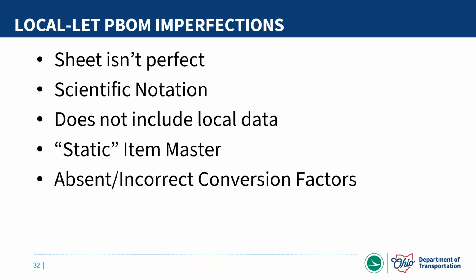Even with this update that we've done to the project bill of materials, the sheet still isn't perfect. There are some imperfections that I want to make you aware of. The sheet has a tendency to convert item codes to scientific notation. This should hopefully not be much of an issue with this update, as the sheet has been formatted to prevent this. However, it is still worthwhile to check the sheet to make sure that this automatic conversion is not happening.